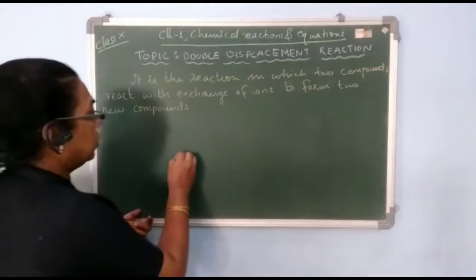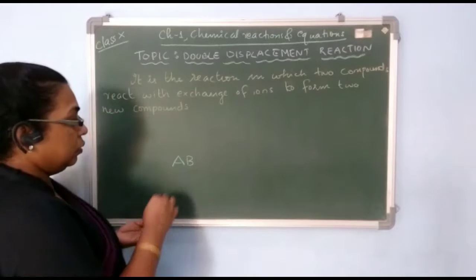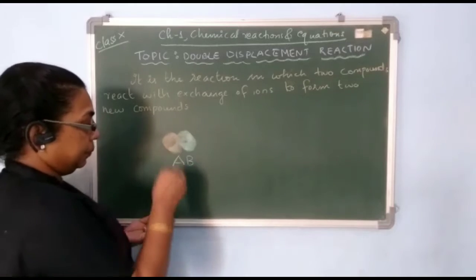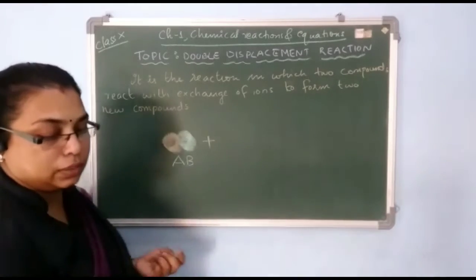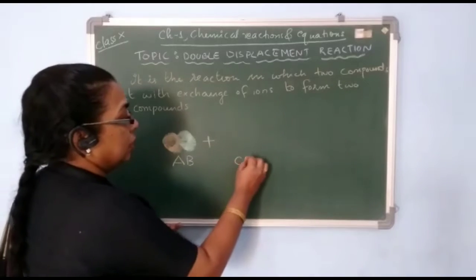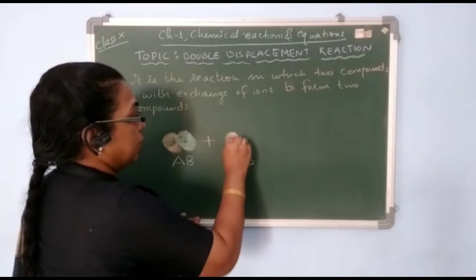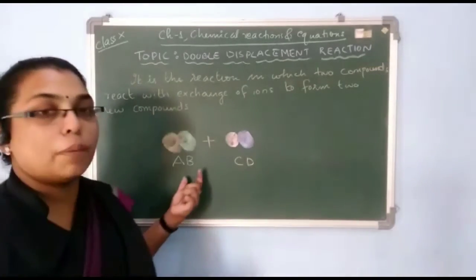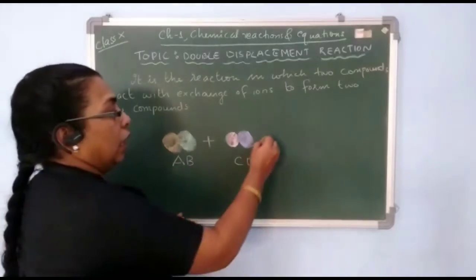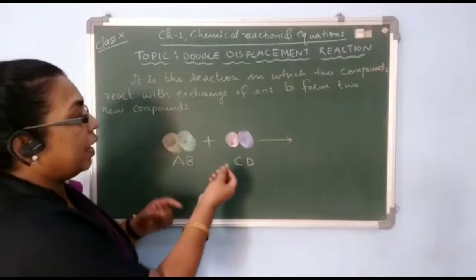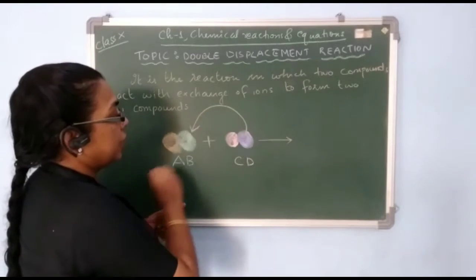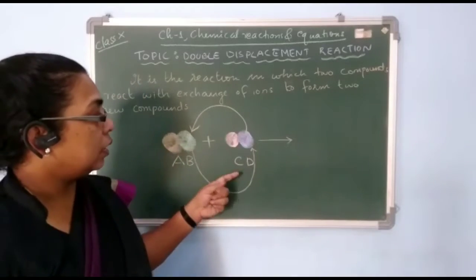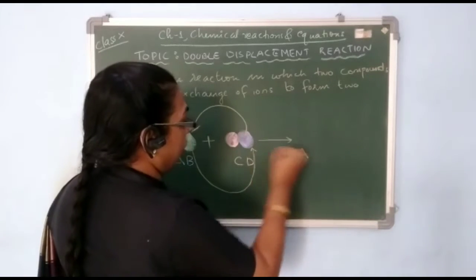Suppose I have a compound AB. So this is my A part and this is my B part. And this AB is reacting with CD. So this is my C part and this is my D part. So these are my two compounds. First compound is AB, the other compound is CD. And how does this displacement reaction happen? They are mutually exchanging their ions. D will come this side, B is going this side. See?